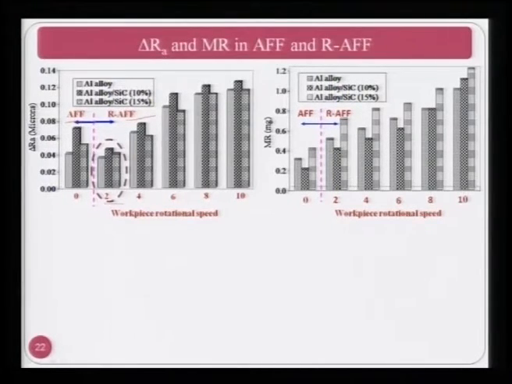Now, you can see as the RPM or rotational speed of the workpiece is increasing, delta RA, the change in surface roughness value, is continuously increasing in all the three cases of aluminum alloy, metal matrix composite with 10% silicon carbide, metal matrix composite with 15% silicon carbide. So, it clearly indicates that yes, rotary motion given to the workpiece is improving the performance of finishing of the AFF setup, and then only it is known as RAFF.